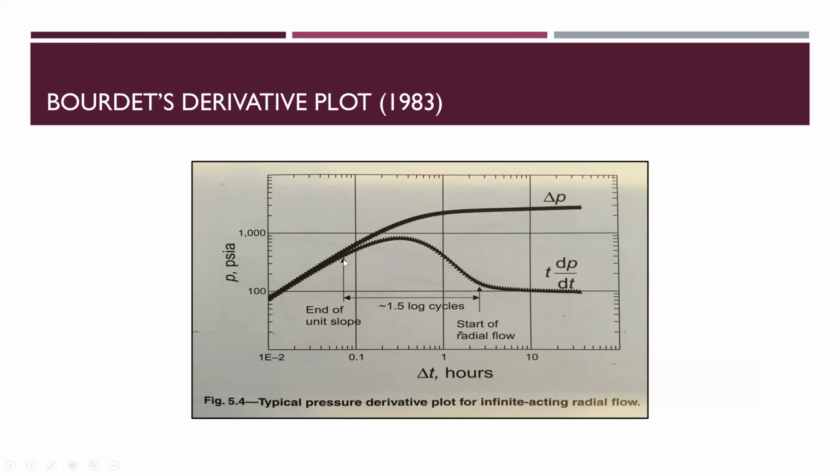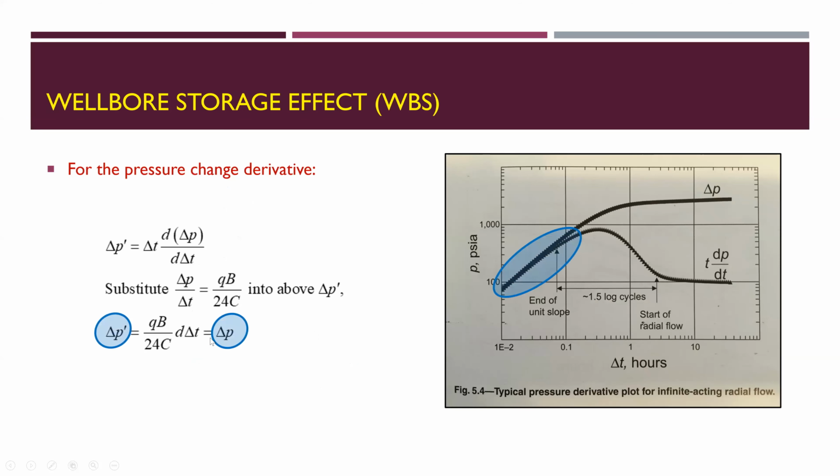They are exactly equal. You see from this equation here, the derivative of delta P from the initial equation tells us both the derivative and delta P are equal, only here at early time, when the pressure is in a linear relationship with the production rate.